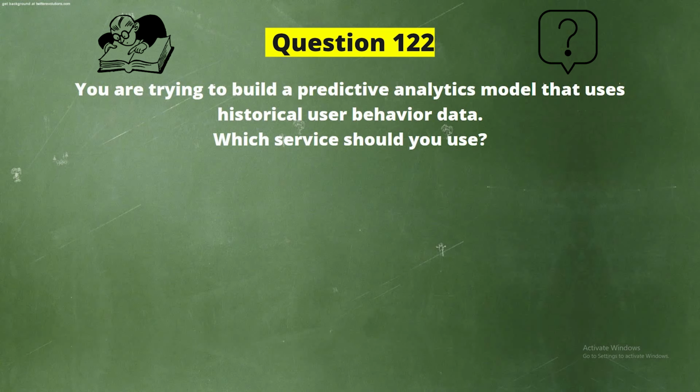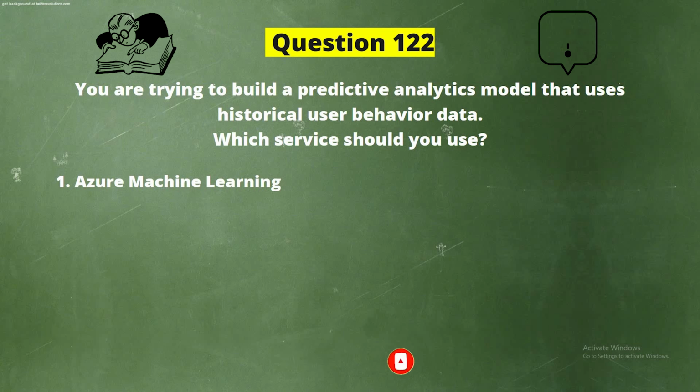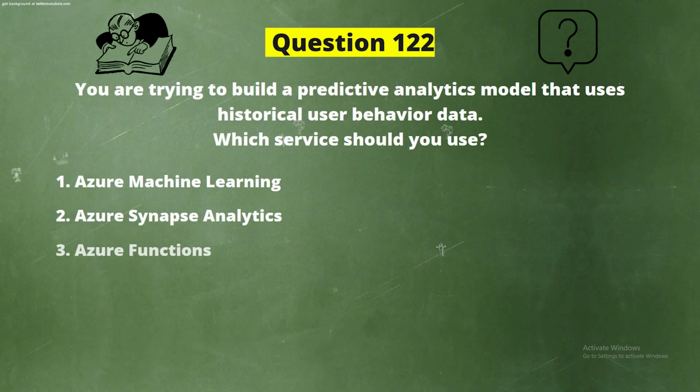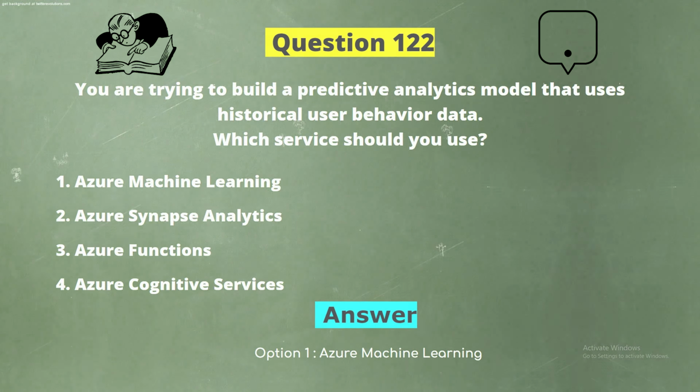Question 122. You are trying to build a predictive analytics model that uses historical user behavior data. Which service should you use? And the options are: Option 1, Azure Machine Learning. Option 2, Azure Synapse Analytics. Option 3, Azure Functions. Option 4, Azure Cognitive Services. And the correct answer is Option 1, Azure Machine Learning.